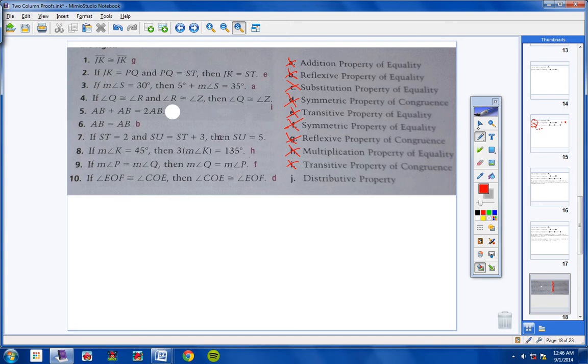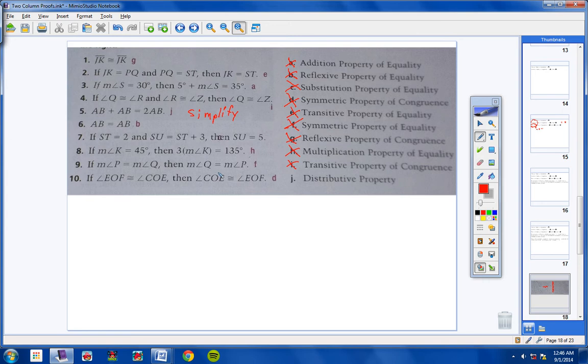And then lastly, the distributive property, and that makes sense. AB plus AB is 2AB. In classes I've taught in the past, we called this just simply simplifying. If you have AB plus AB and we put 2AB, we just call that simplifying. I really don't care if you call it distributing or if you call it simplifying. Either way is fine, okay?